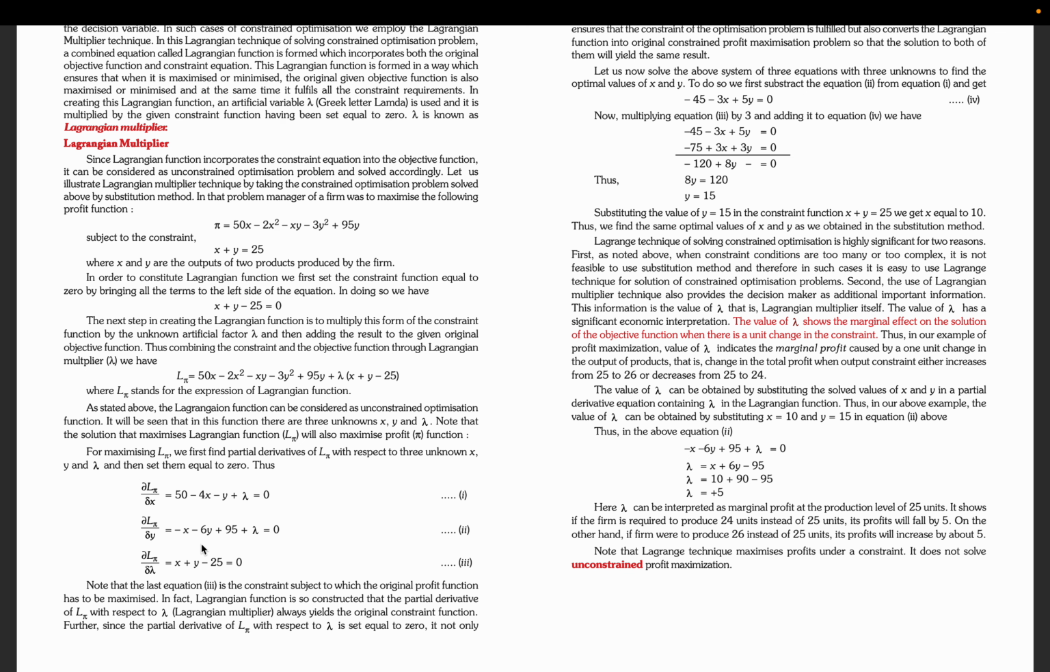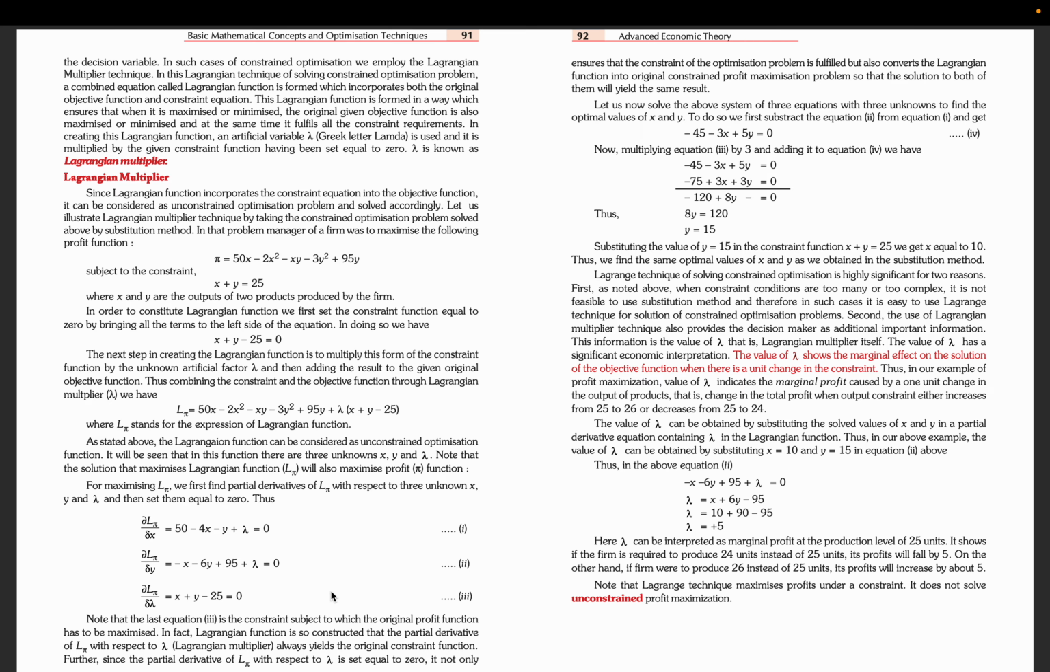Last one is the constraint, right? This is the very constraint that came with us. Okay, in fact, the Lagrangian function is so constructed that the partial derivative of L with respect to lambda always yields the original constraint. Further, since the partial derivative of the Lagrangian with respect to lambda is set to 0, it not only ensures that the constraint of the optimization problem is fulfilled, but also converts the Lagrangian function into the original constrained profit maximization problem, so that the solution to both of them will yield the same result.